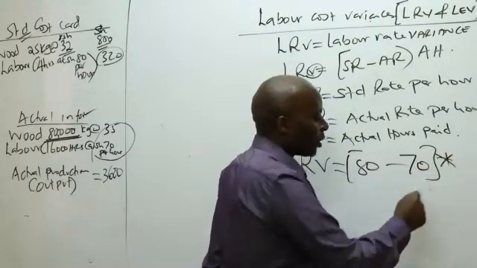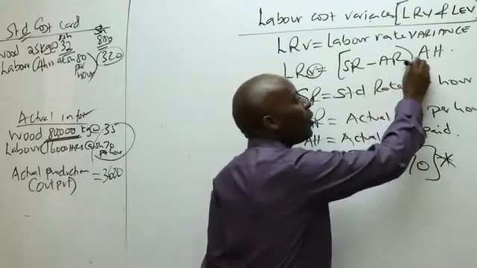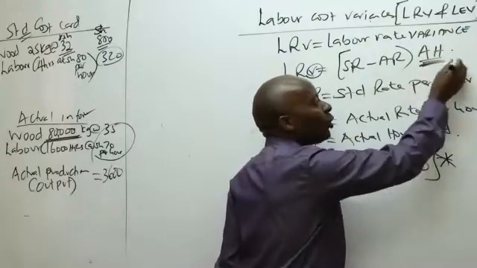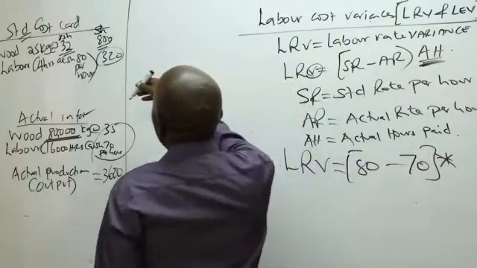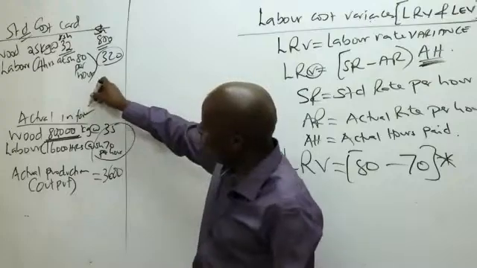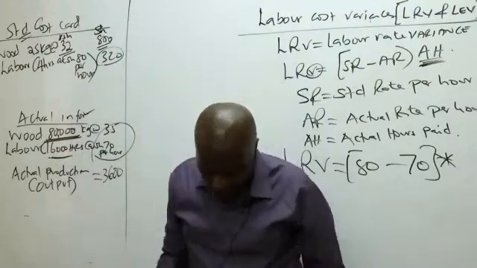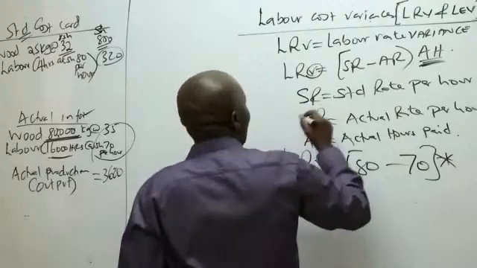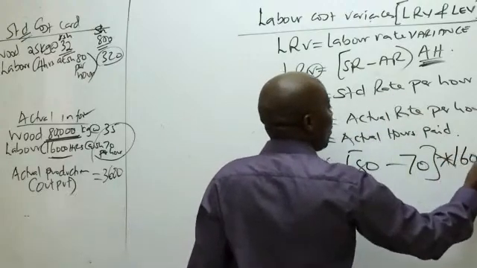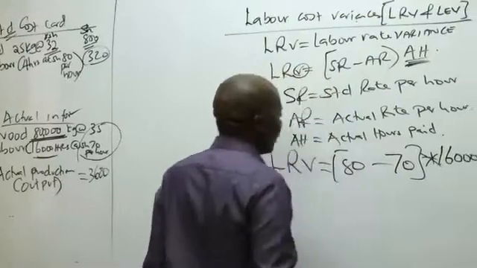Multiplied by the actual hours. I will look at the actual information. Actual information is here. So pick the actual number of hours, which were what here? 16,000. So we have here times 16,000. Could you kindly give me this answer?